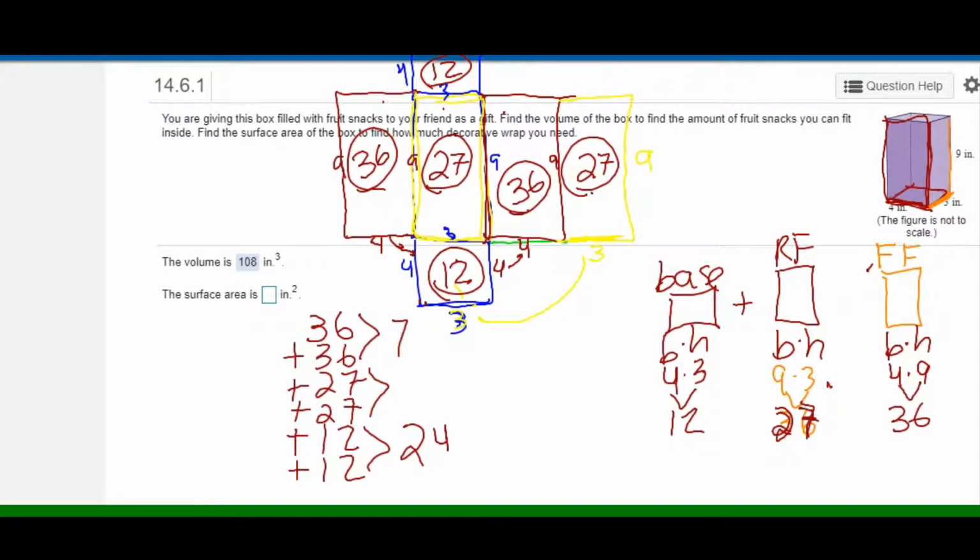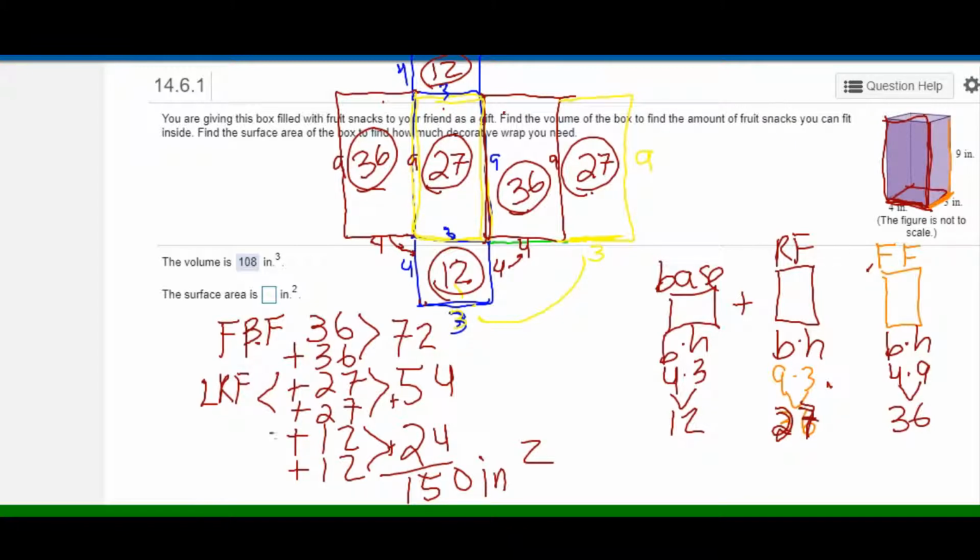So I have 72, 36 plus 36 is 72. And then I have 27 plus 27, that's going to be equivalent to 54, and I still need to keep adding. So 72 plus 54 plus 24 is going to give me 150 as my surface area, inches squared. So once I add up all of my faces, the 36 is going to be the front and back face. 27 and 27 is going to be the left and right lateral face. And then this is going to be my top and bottom base. And once I add up all the areas of the surfaces, that is my answer.